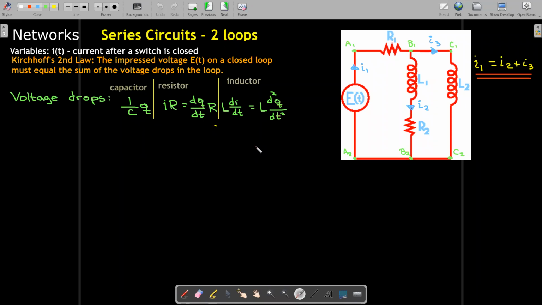So the idea is, let's just take 2 loops. You notice that there are actually 3 loops, so one of them is going to be redundant. I could go around the entire outside, and that would be a loop.